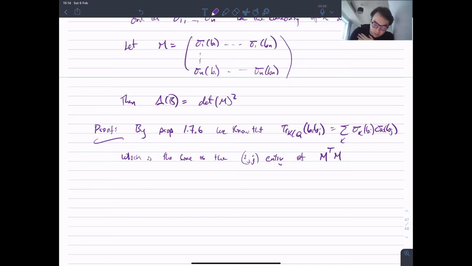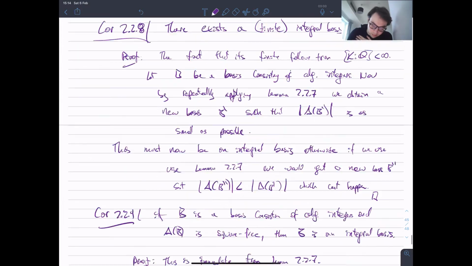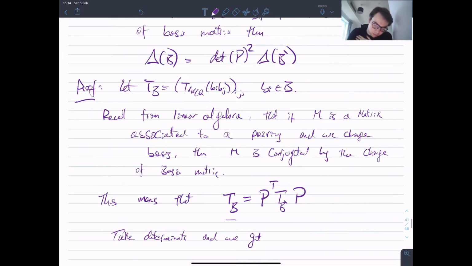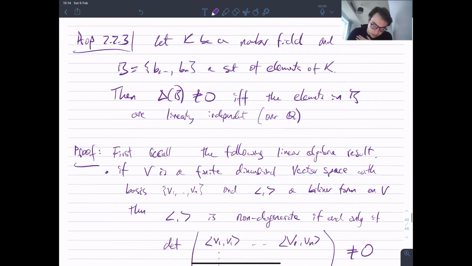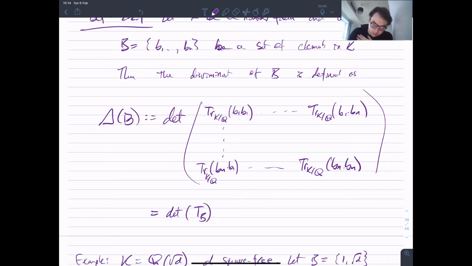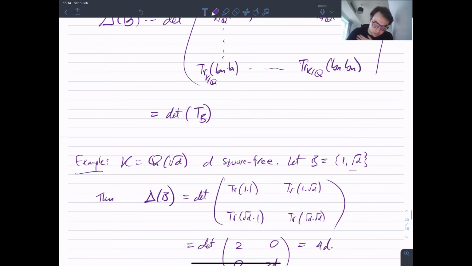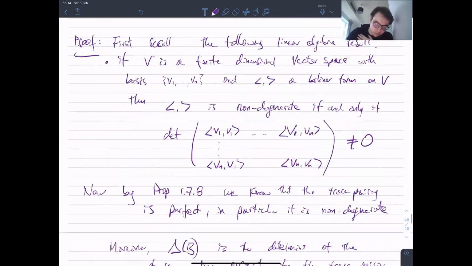So just think about what this matrix times its transpose would look like. All of the entries look like this. So therefore, the determinant of TB, remember this was the matrix that I was associating to my basis B way back when. I can maybe scroll back and find it. Yeah, it was this matrix coming from the traces. This was definition 2.2.1.